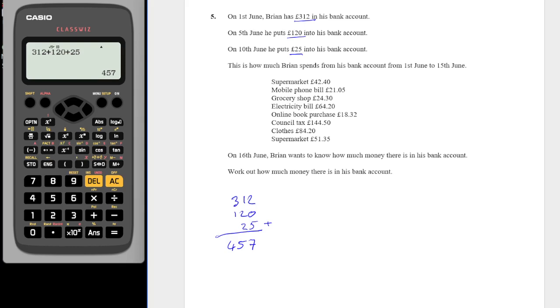From that figure, we want to take out all of his spends. I'm going to take a slight shortcut. I'm just going to show that I'm adding those together, and I'm going to make sure I type this in correctly. 42.4, I don't need the 0, plus 21.05 plus 24.3 plus £64 and 20 pence plus £18 and 32 pence plus council tax £144.50 plus clothes £84.20 plus £51 and 35 pence for supermarket spends. Let's double check I typed everything correctly there.